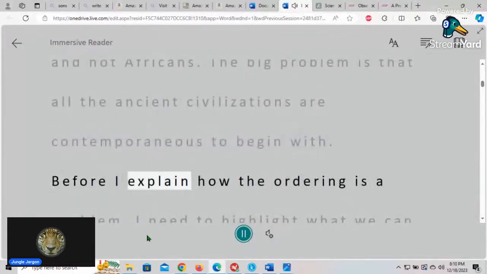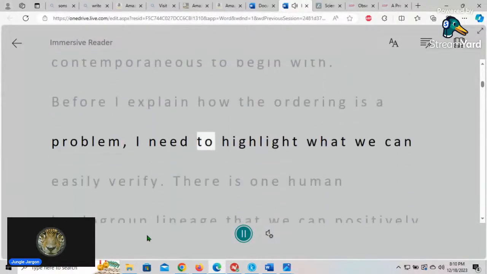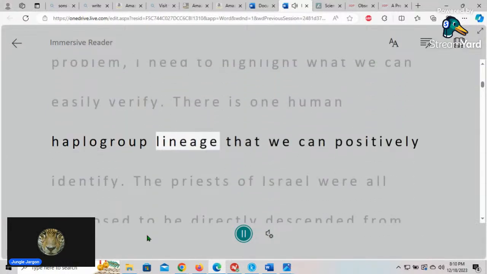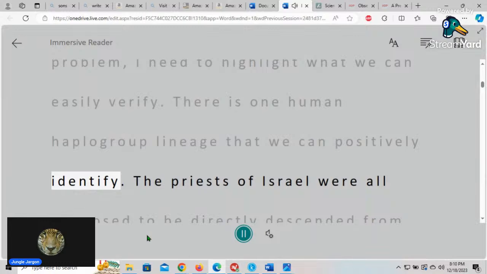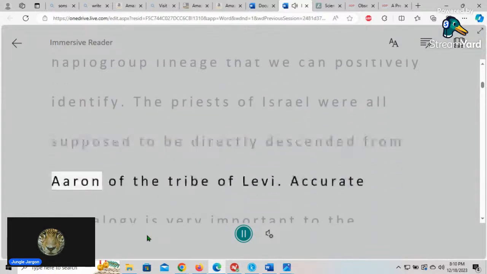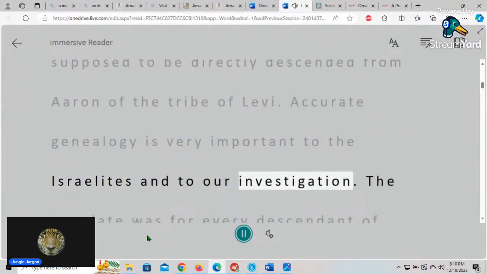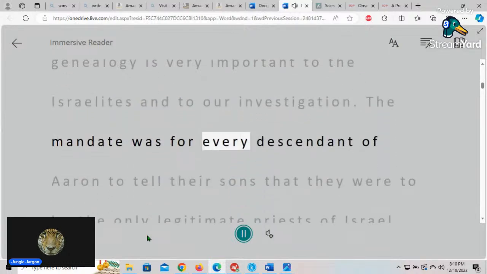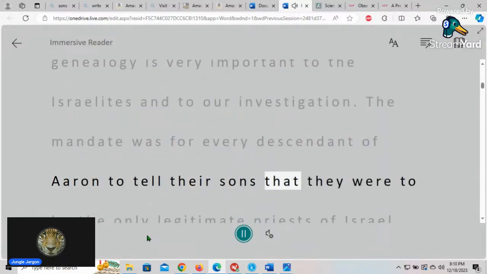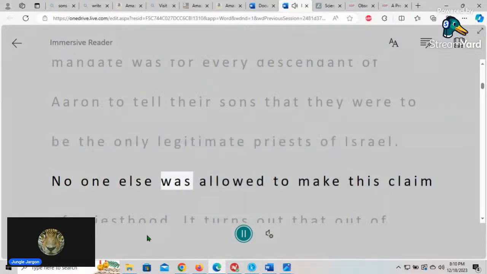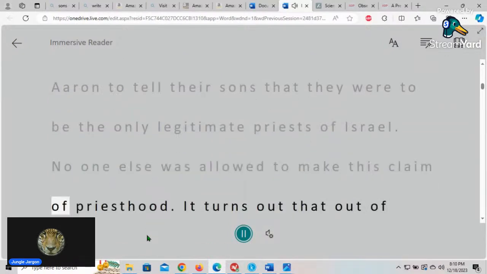Before I explain how the ordering is a problem, I need to highlight what we can easily verify. There is one human haplogroup lineage that we can positively identify. The priests of Israel were all supposed to be directly descended from Aaron of the tribe of Levi. Accurate genealogy is very important to the Israelites and to our investigation. The mandate was for every descendant of Aaron to tell their sons that they were to be the only legitimate priests of Israel. No one else was allowed to make this claim of priesthood.